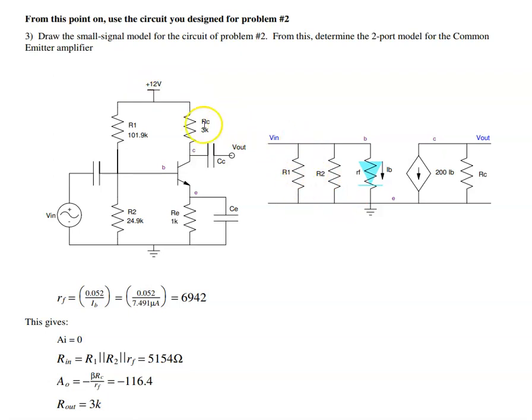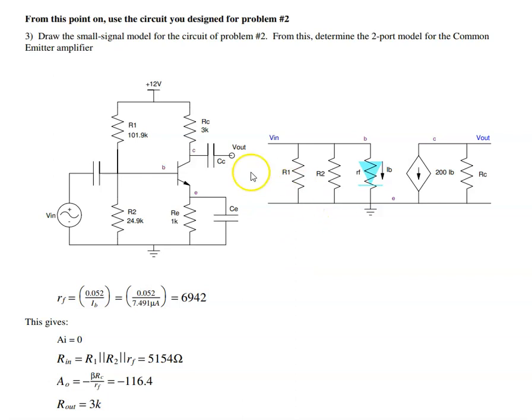So R1 goes to ground. That takes you to the base. Base goes to emitter, which is shorted to ground through CE, through a diode, which is modeled by a resistor RF. Emitter is tied to collector through beta IB, and collector is tied to ground through 3K. So there's a small signal model. RF is 0.052 over the base current that we calculated from problem 2, 6942 ohms.